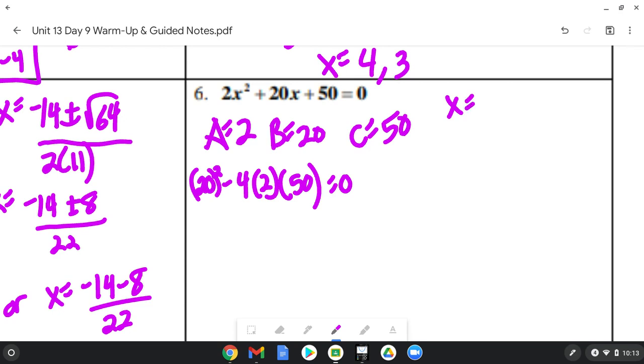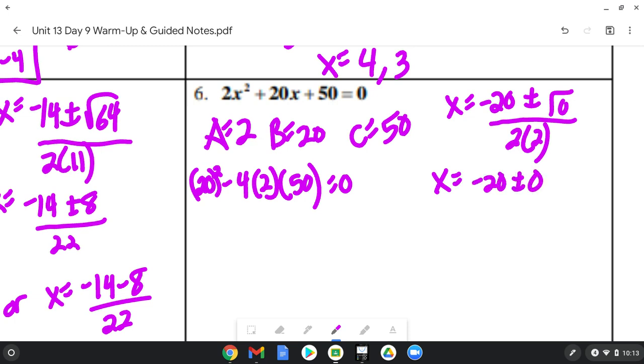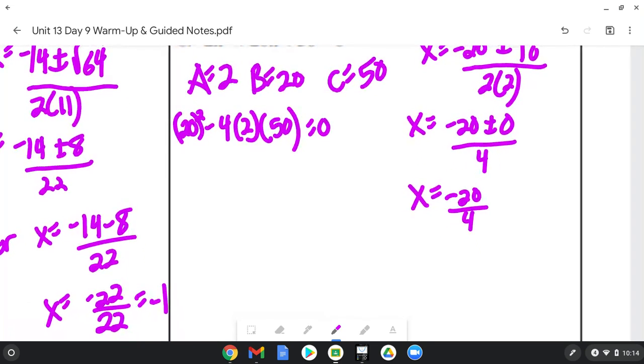So it'll be x equals opposite of b. So it'll be negative 20 plus or minus the square root of 0 all over 2 times a. I think this one, if I simplified it, that'd be plus or minus 0 because the square root of 0 is 0, all over 4. And I know that negative 20 plus or minus 0 doesn't do anything to my problem. So it's really just negative 20 divided by 4.